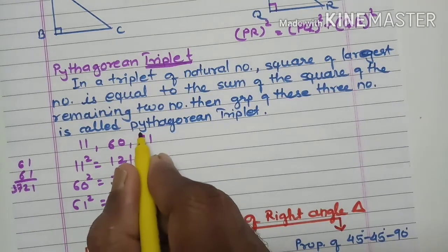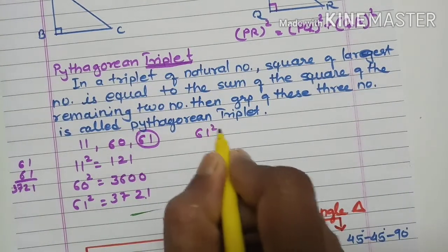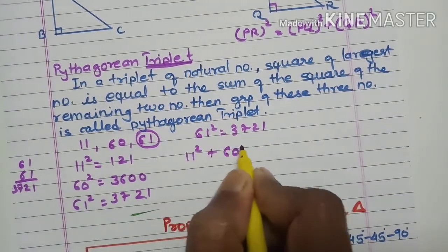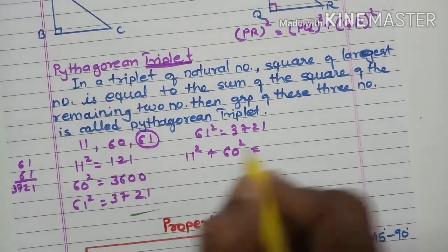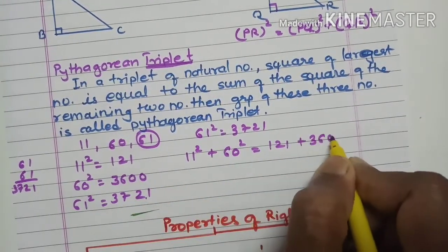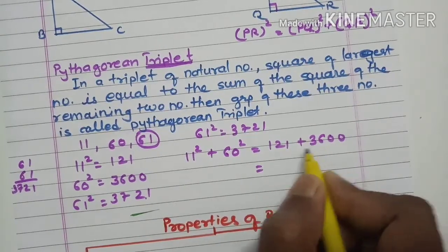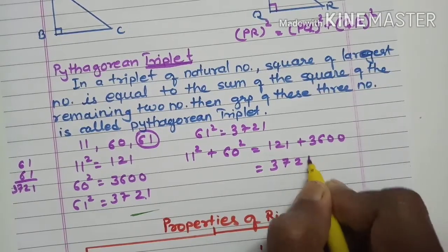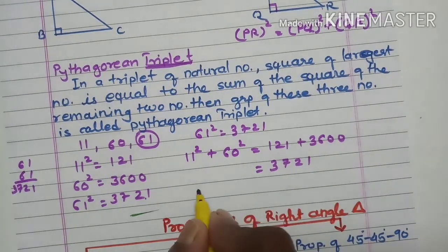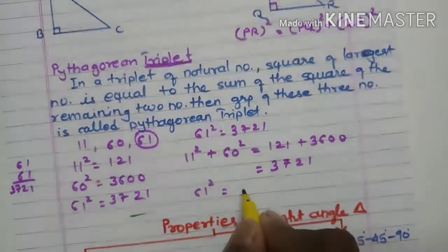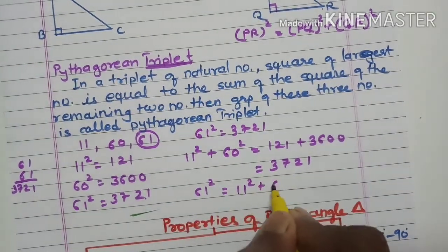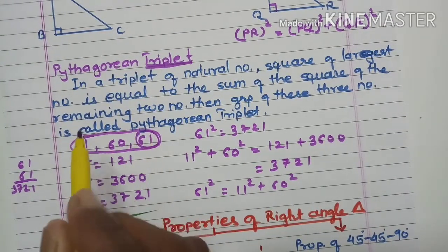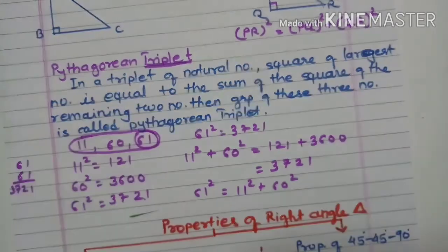Now the larger number is 61. 61 square is 3721. The remaining two numbers are 11 and 60. So add the squares of both, 121 and 3600. When we add these two numbers, we get 3721. So here also the square of the larger number is equal to the sum of the squares of the remaining two numbers. That means the group of these three numbers is called a Pythagorean triplet.